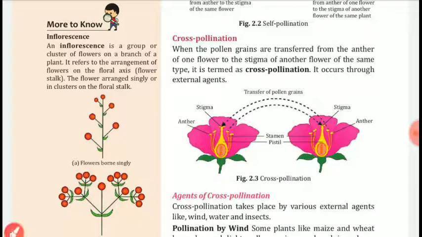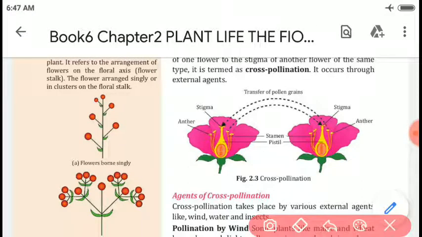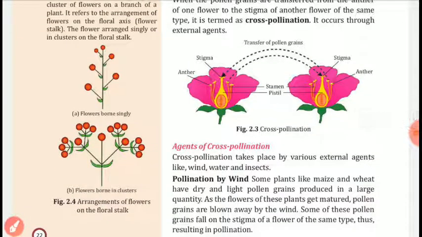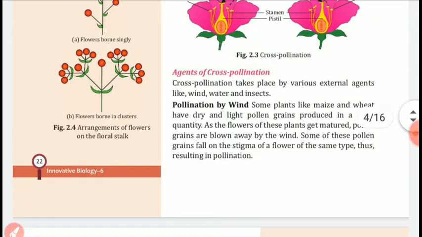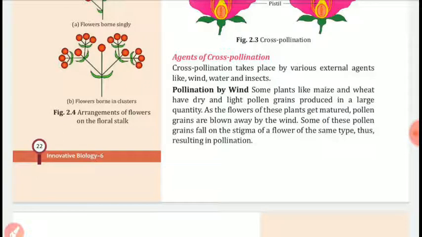We can see in the diagram, pollen grains are being transferred from anther to stigma from one flower to another flower. Such type of pollination is called cross-pollination. Now we will study the agents that cause cross-pollination. Cross-pollination takes place by various external agents like wind, water and insects.